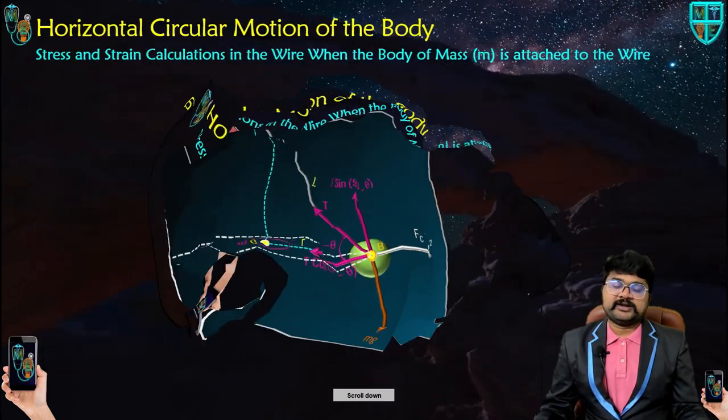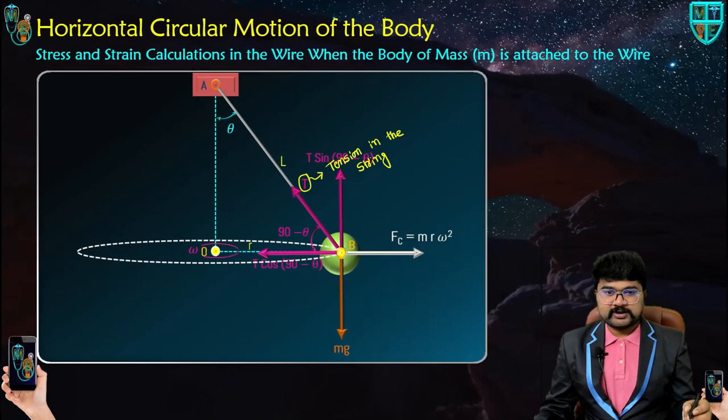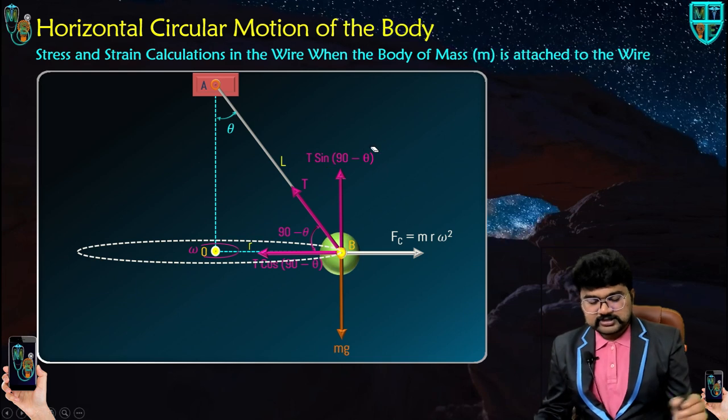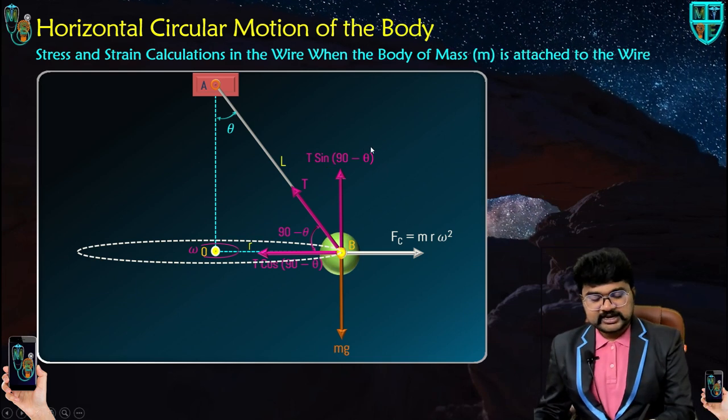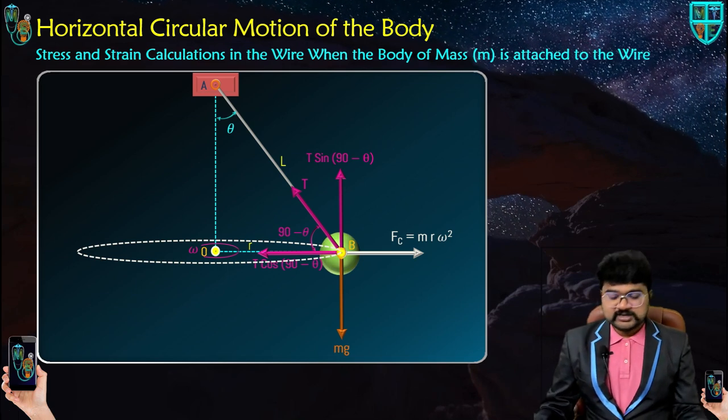Now we can separate. If you want to see properly, this is the tension in the string. We already know that. Here, like this. T sin(90 minus theta) means T cos theta. T cos(90 minus theta) means T sin theta.